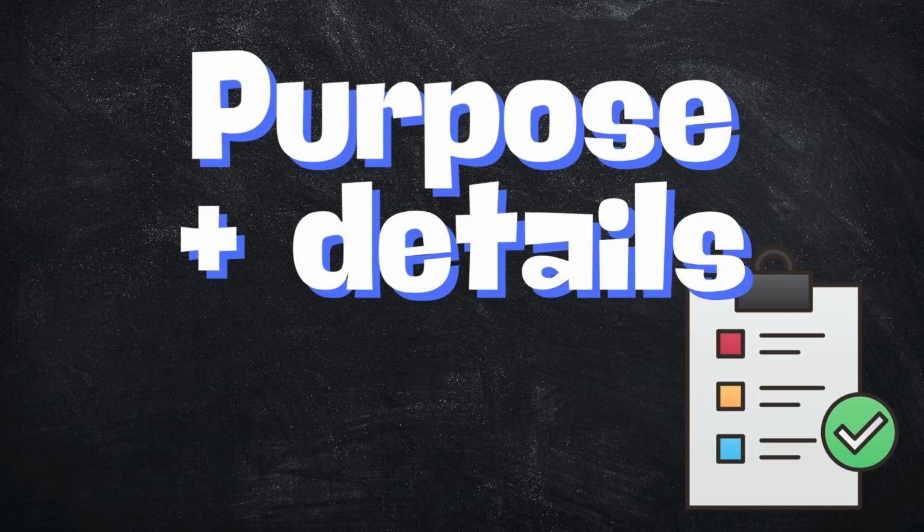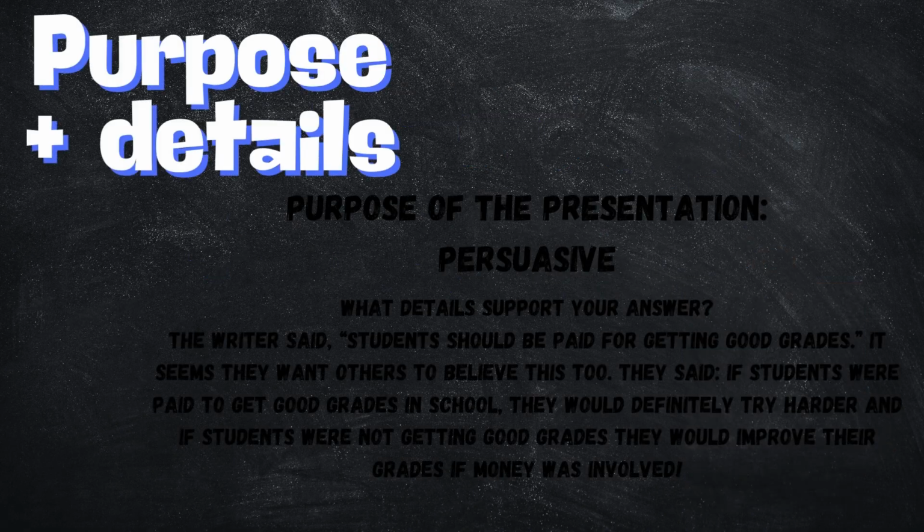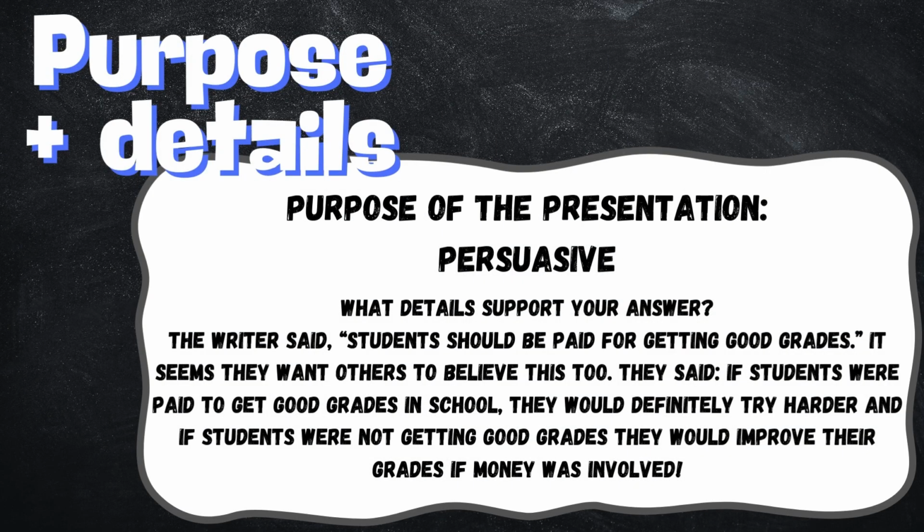All right, now let's review the purpose and details. The purpose was persuasive. So what details supported our answer? The writer said students should be paid for getting good grades. It seems they want others to believe this too. They said if students were paid to get good grades in school, they would definitely try harder, and if students were not getting good grades, they would improve their grades if money was involved.